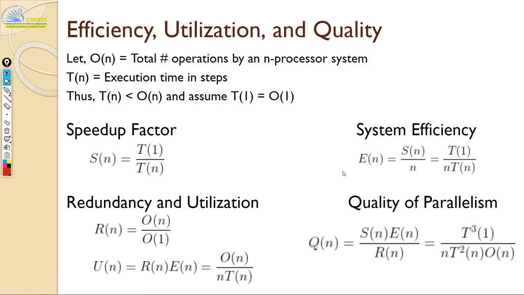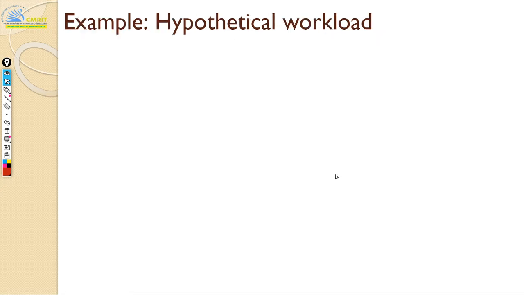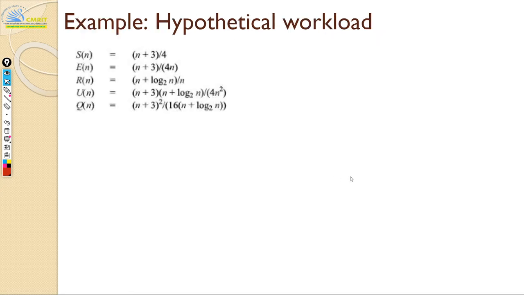And finally, you have quality of parallelism. Quality of parallelism is directly proportional to your speed up and your efficiency, and inversely proportional to your redundancy. We won't go much deeper into this, but just note these are different metrics that we will use to measure parallelism in your architecture.